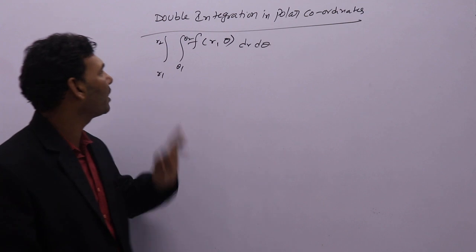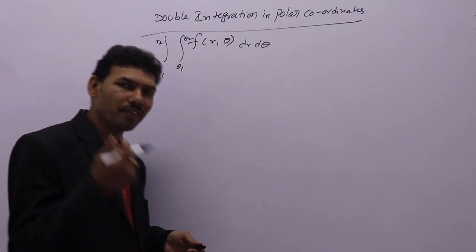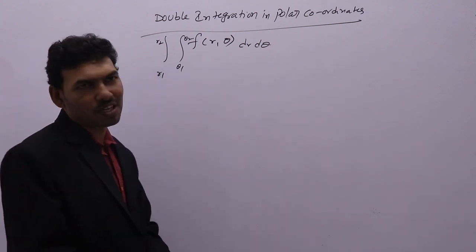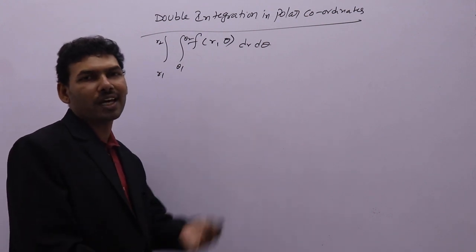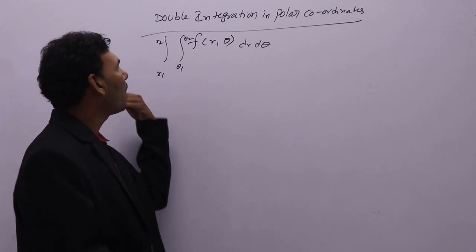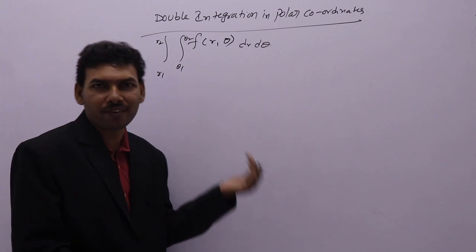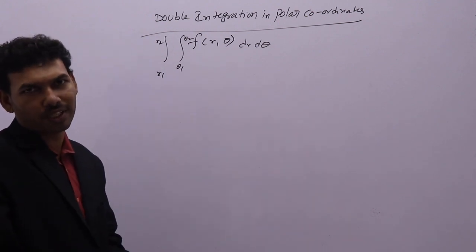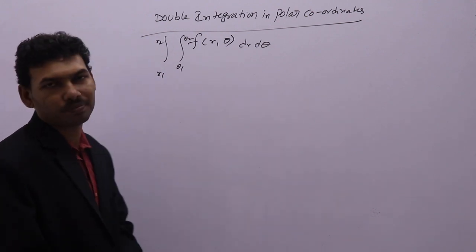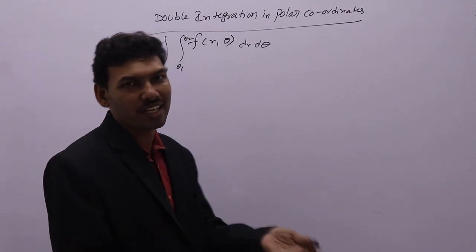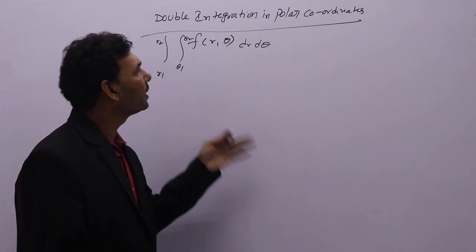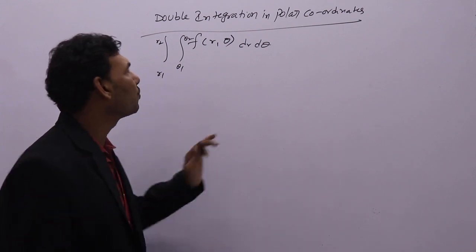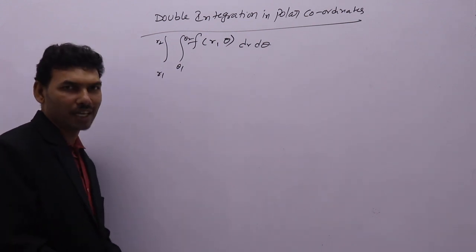Similar to before, if r and theta limits are constant, you can integrate in any order. If theta limits are in terms of r, first integrate with respect to theta, next with respect to r. If r limits are in terms of theta, first integrate with respect to r, next with respect to theta. If r and theta both have constant limits, you can integrate in any order. We can understand this very clearly with an example now.